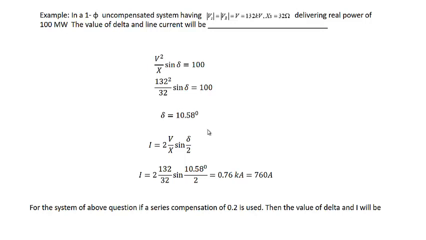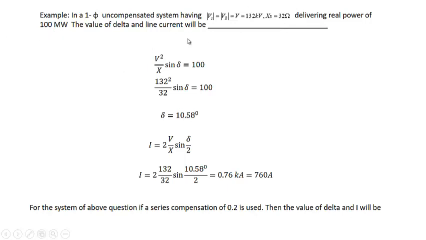Now let us try to do some numericals. It will help to understand how to approach different types of problems. We have a single phase uncompensated system with VS = VR = V = 132 kV, X = 32 ohm, delivering a real power of 100 megawatt. We need to find the value of delta and the line current. This is a two machine system connected through a reactance of 32 ohms. The exchange of real power is 100 megawatt.